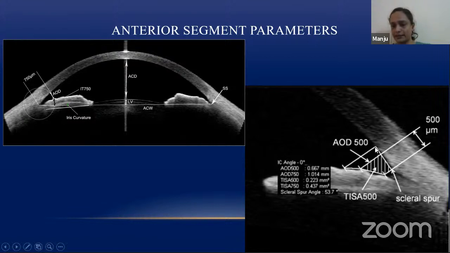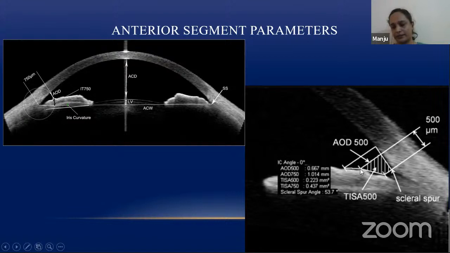The important anatomical landmark is the scleral spur. Angle opening distance at 500 micron is the perpendicular from the inner corneoscleral wall to the anterior surface of the iris at 500 micron from the scleral spur. Also, you can measure the trabecular iris space area. It is a trapezoid area.